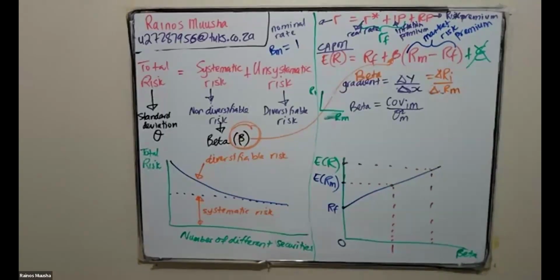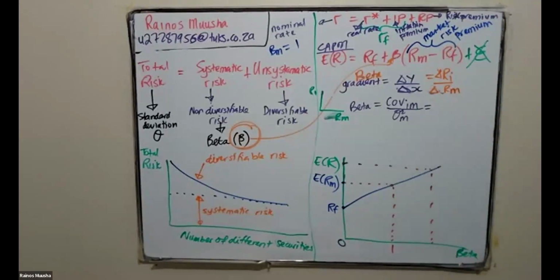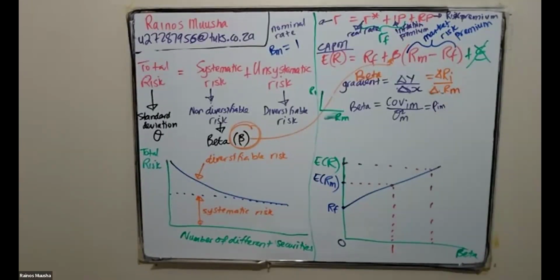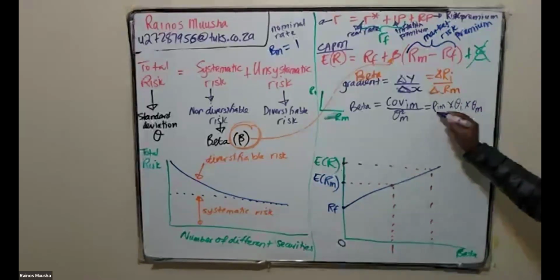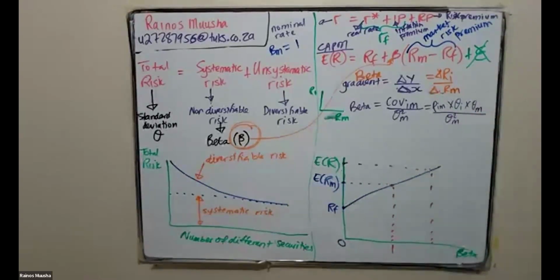Now, this formula can also be given as the correlation coefficient of the market and the asset multiplied by the standard deviation of the asset multiplied by the standard deviation of the market. And remember, this is being divided by the standard deviation squared of the market. Are we on the same page so far?